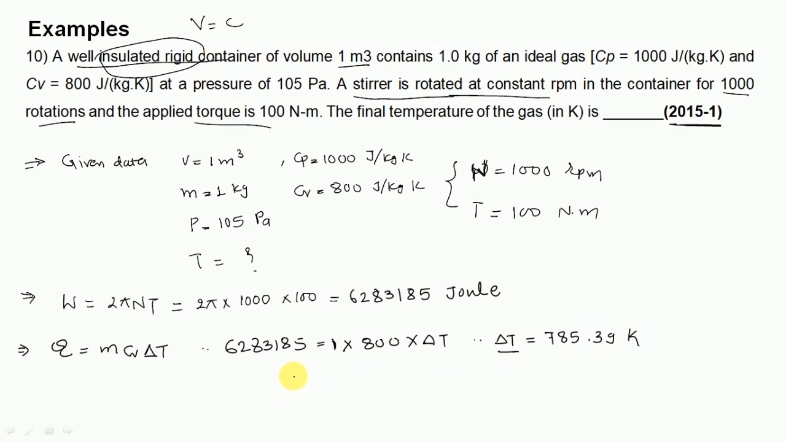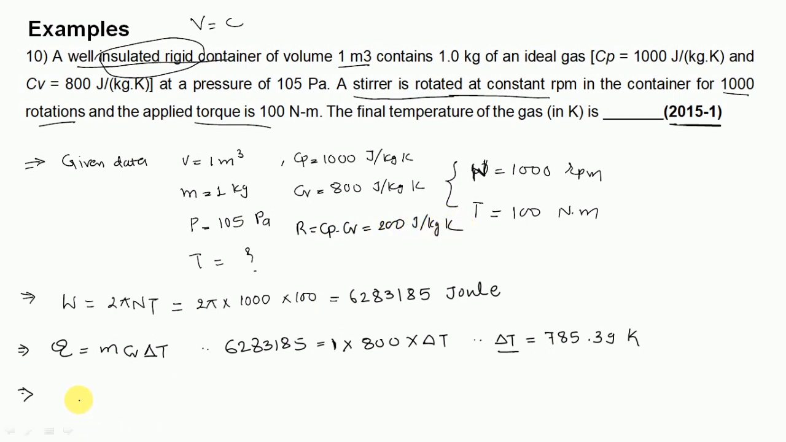In this equation the value of temperature is not given, but we can find it with the help of an equation, because here pressure is given, V is given, mass is given. So we can find it with the help of PV is equal to mRT. R is also given. The value of R: Cp minus Cv is R. We know R is equal to Cp minus Cv. So it is 200 J per kg K.